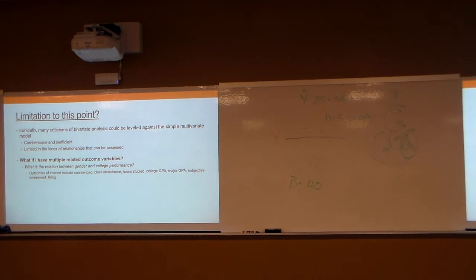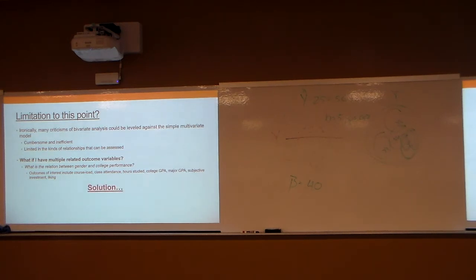Let's say we're going back to the relation between gender and college performance, because Tamara's doing this study. She's interested in looking at, let's not say gender, let's say ADHD diagnoses and college performance. Well, college performance isn't just one thing, it's a multifaceted construct. There's a number of different ways we can operationalize that, a number of different components. I'm interested in course load, attendance, hours, GPA, major GPA, investment liking, things along those lines. That's a lot of different models if I've got 5 different outcomes I want to take a look at, right?